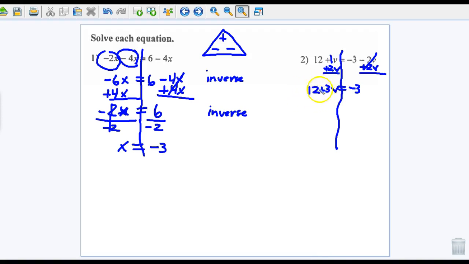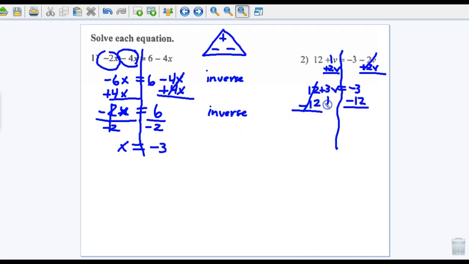And again, I want to move the one that is not attached to the variable this time. So I'm going to look for my inverse operation. This is a positive 12, so I'm going to subtract 12 on both sides. Positive 12 minus 12 gives me a 0. That's our goal. That's why we use the inverse operation.